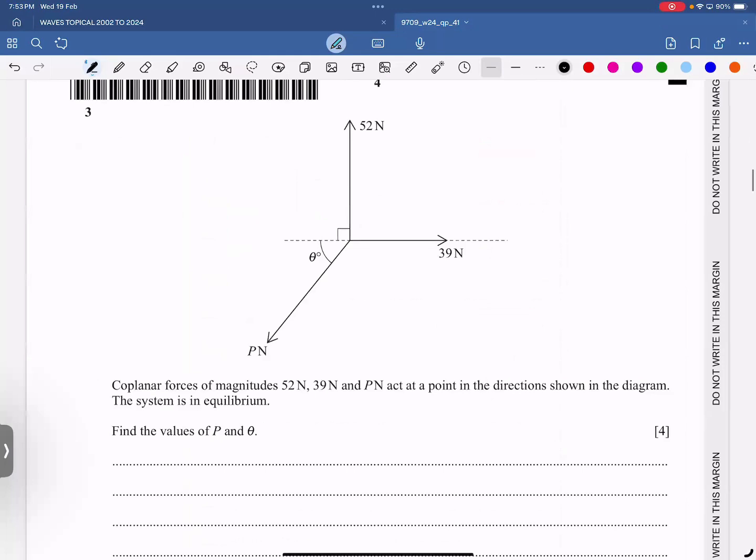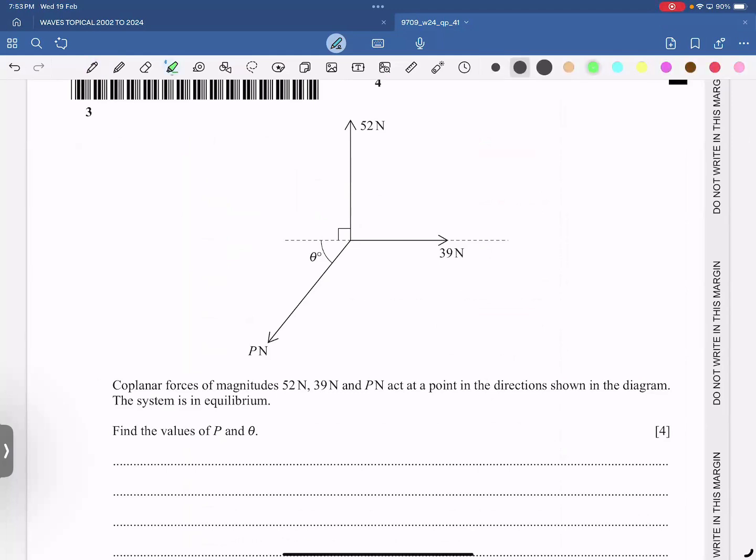Question 3 is one of the easiest questions. You all should consider this question like a to-do list, like it's easy. You have to get full marks in this. Coplanar forces of 52, 39 and P Newton act, as shown in the diagram, in equilibrium. So equilibrium means resultant force is 0 and all the components in opposite directions balance each other. So since the components have to balance each other, you resolve on both axes, the vertical axis and horizontal axis.